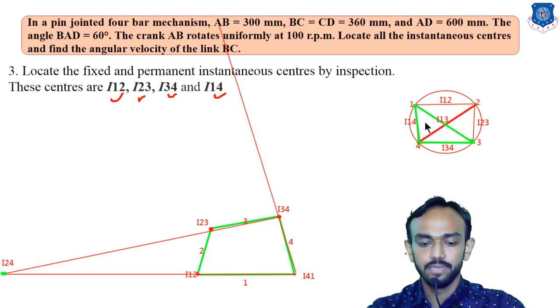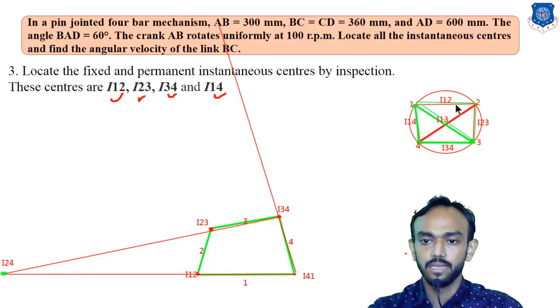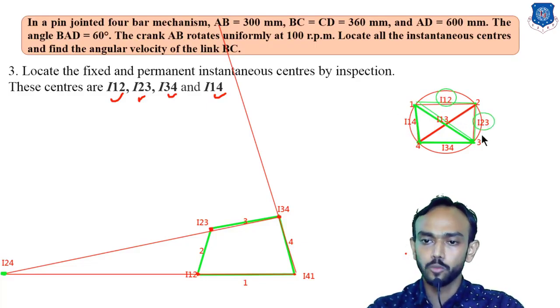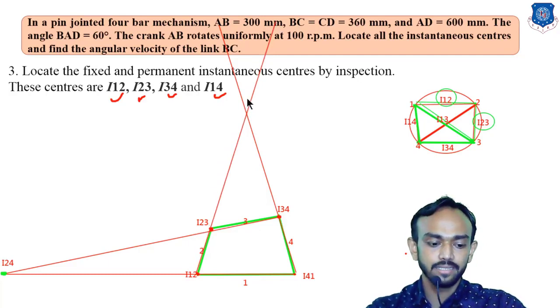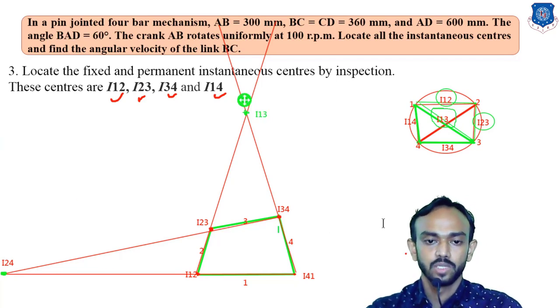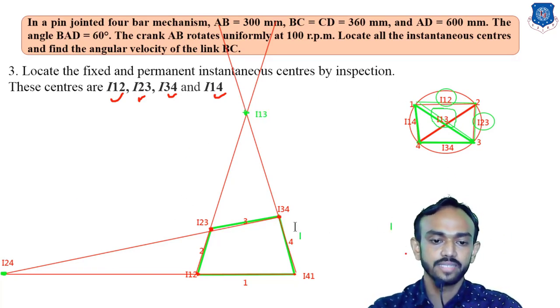Now the second triangle is like this. The second triangle is 1, 2, 3. This triangle, 1, 2 and 3, I will draw the line which passes through I12 and I23. Okay, let's check, I12 and I23. So I will draw the line which passes through the intersecting point between them. This is the I-center. Which I-center? I13. And that's how you will get all 6 I-centers.